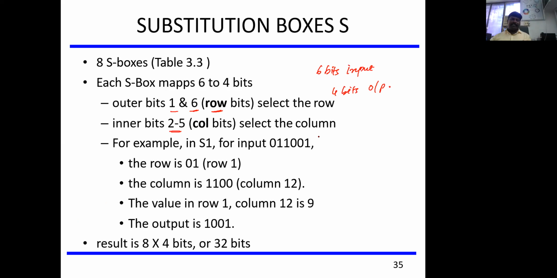Say for example, if it is 010010, the first and last bits are considered as the row value, and the remaining 4 bits, which are bits 2 to 5, are considered as the column value. With the help of the specific table, if you look at the first row and the 12th column, the value you get is 9, and the corresponding binary value of 9 is 1001. That will be the output of the S box.